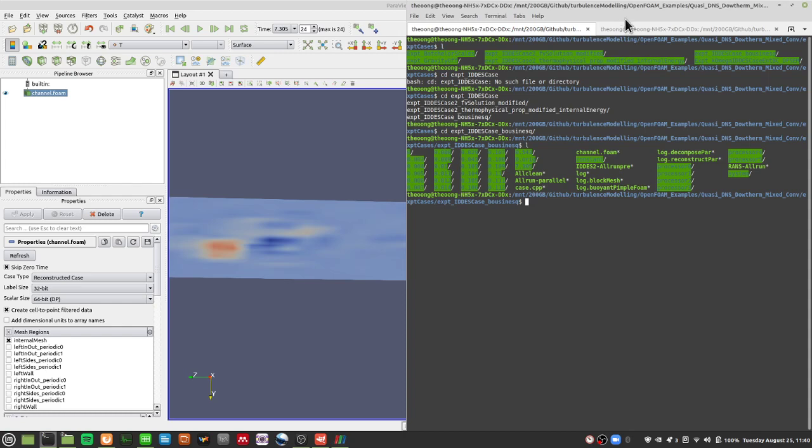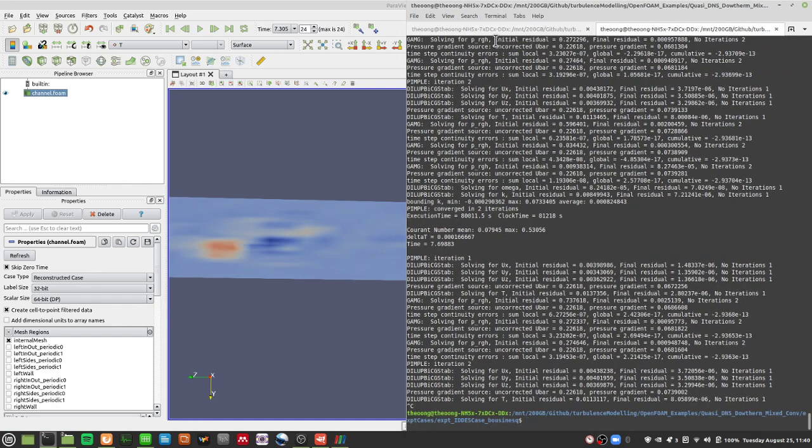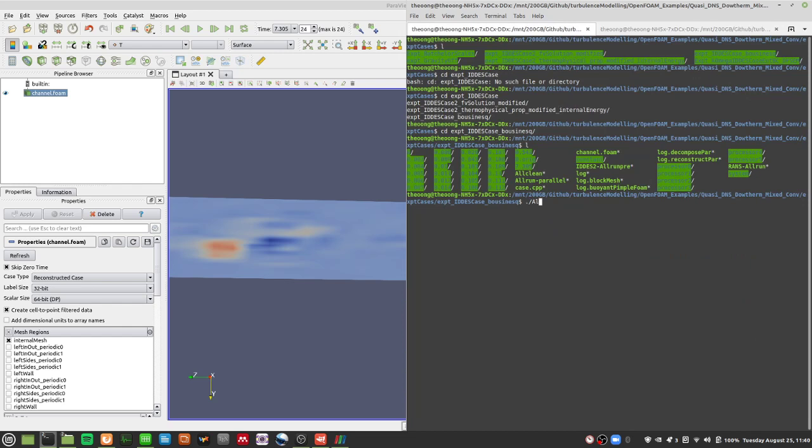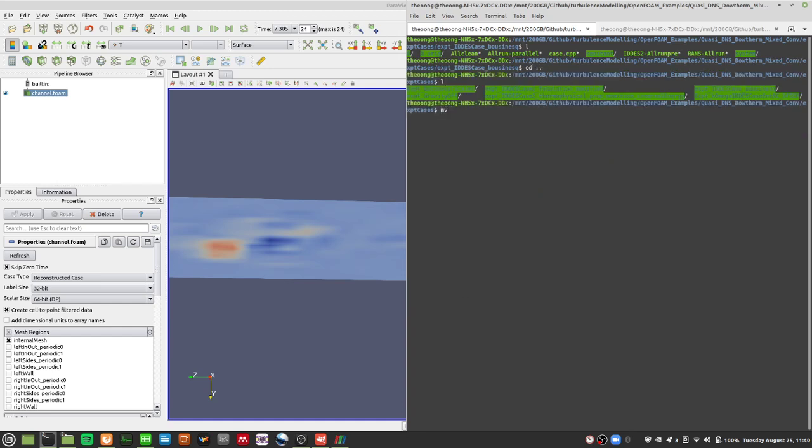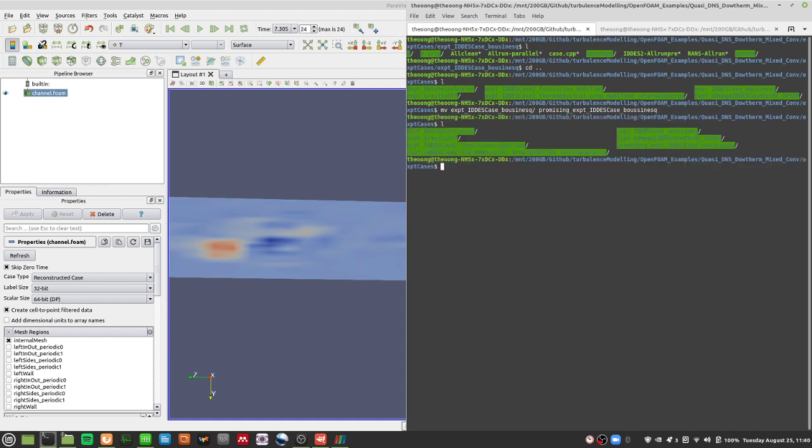Okay, so I'm going to stop this, and I will just clean this up. So let me rename this as boussinesq. I'll rename this as promising experiment, IDDES case boussinesq. Alright, so I want to git add promising, and that should do it.